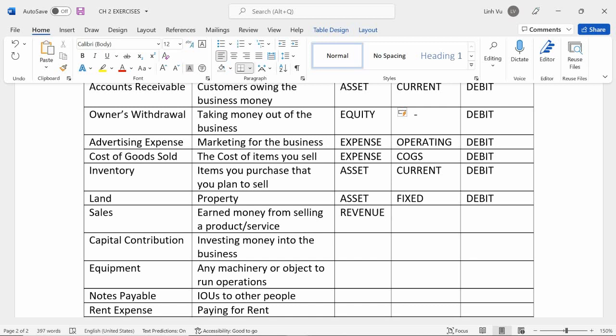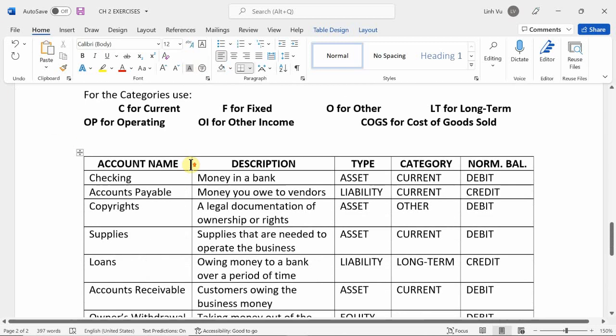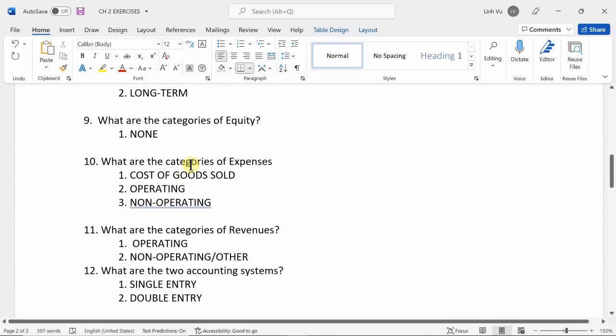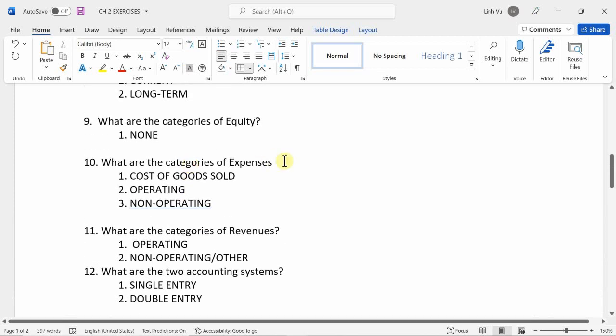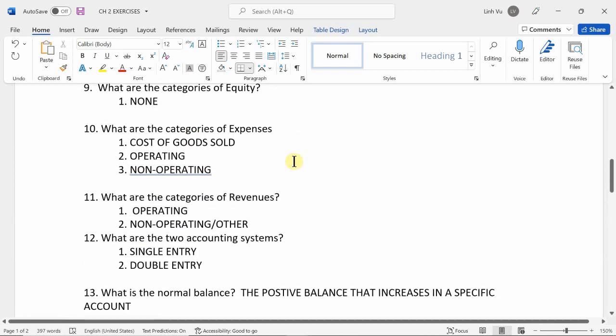Okay, now what kind of revenue? Current. No. COGS. Not a cost of goods sold. That's an expense, remember? Current. No, she already said current already. So in this case, let's take a look at what those categories of revenues are. Okay, categories of revenues.